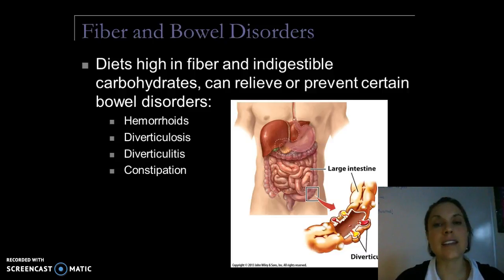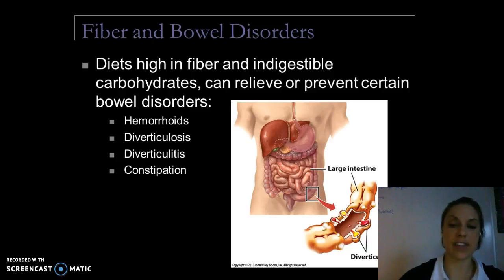When we look at diets high in fiber and indigestible carbohydrates, they can also help with GI disorders, such as bowel disorders. They can relieve or prevent certain bowel disorders, such as hemorrhoids, diverticulosis, diverticulitis, and constipation. And remember, in Chapter 3, there are some more specific guidelines for what each of these types of bowel disorders entail.